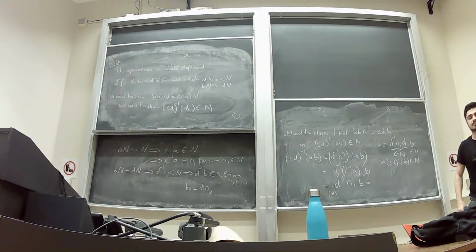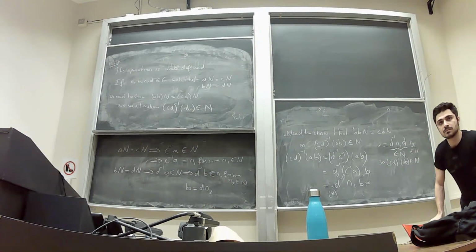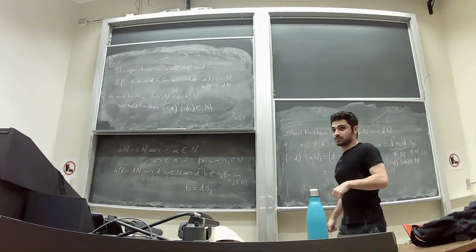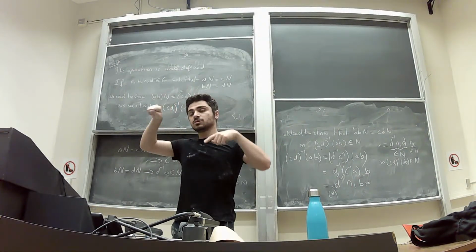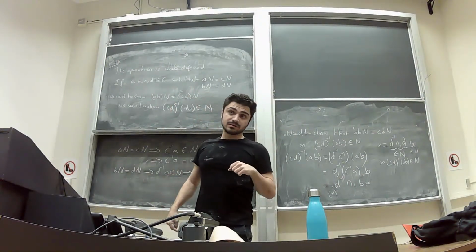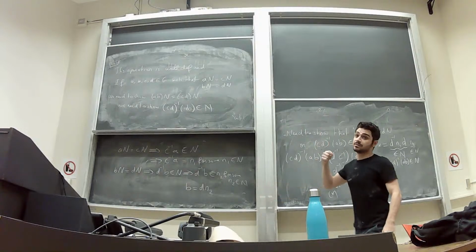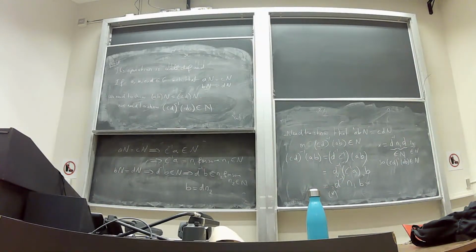Yes, Victor. If n is just abelian and is not normal, is this also true? No. Take S3, for example, and the subgroup generated by (1 2), which is the identity and (1 2). Then this doesn't work.